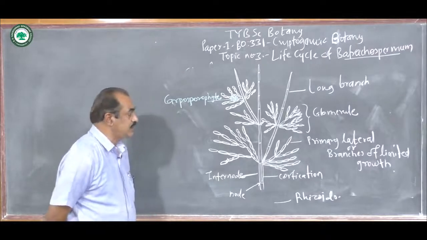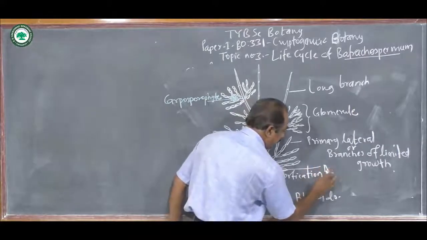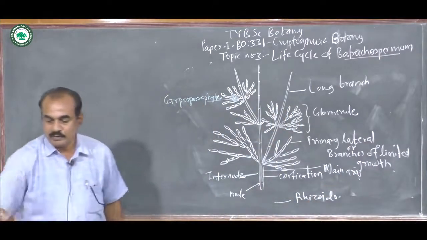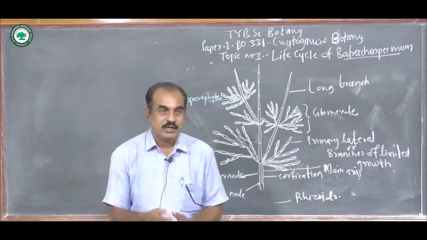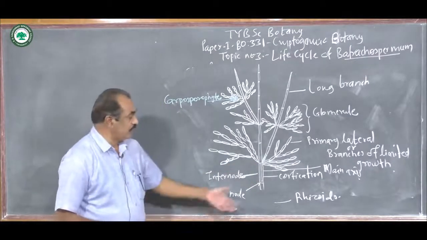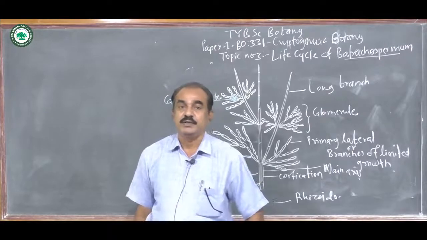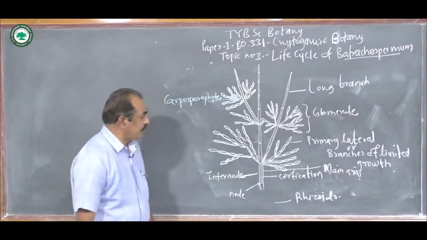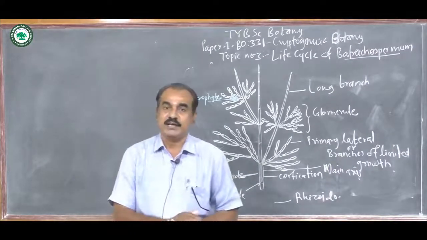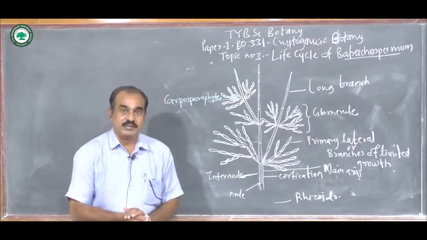Now above this, there is the main axis. It is very long and it is divided into nodes and internodes. So this is the nodal region, and in between these two nodes there is the internodal region, and in the lower internodal region there is the cortication. That means the central internodal cell gets covered by a number of peripheral cells. Such a structure is called cortication, and generally it is found on the lower internodal region of the main axis of the thallus. This main axis is filamentous in nature, uniseriate and branched.